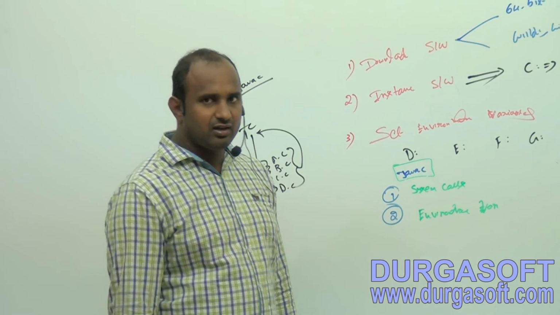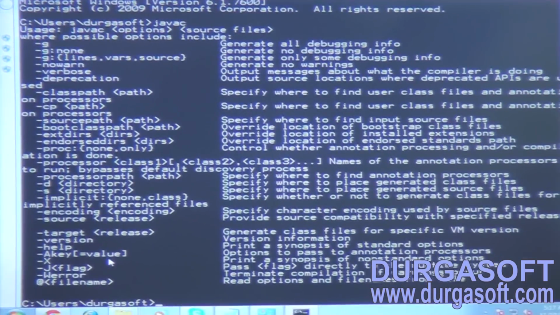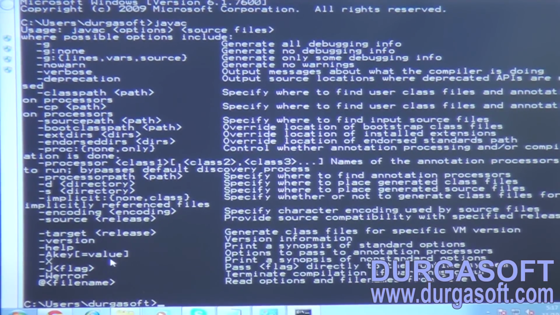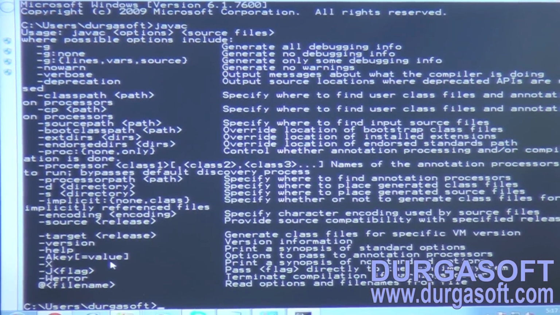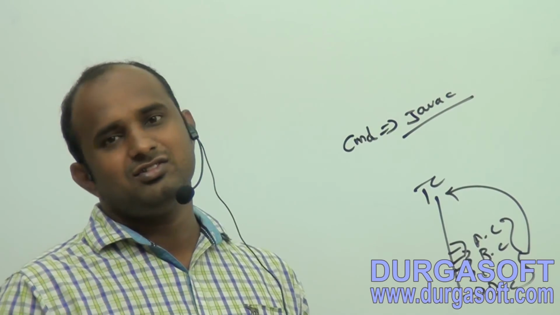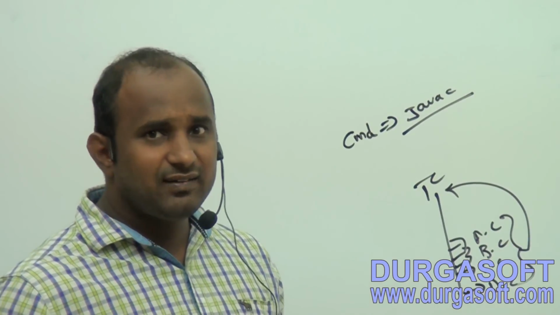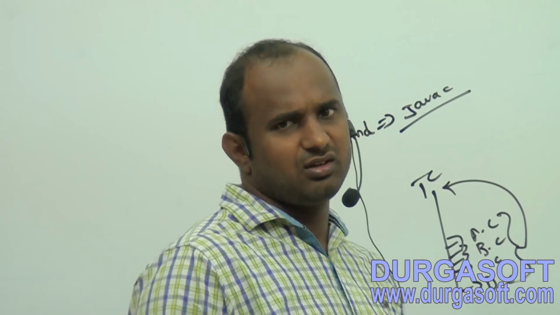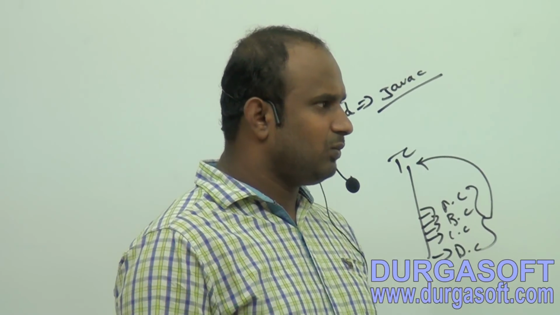If you want, I will click on the enter button. Check it. Just click on the enter button. It will show a list of options. Once it is showing the list of options, then decide that Java is installed in your system. Java installation is completed. So Java is installed.